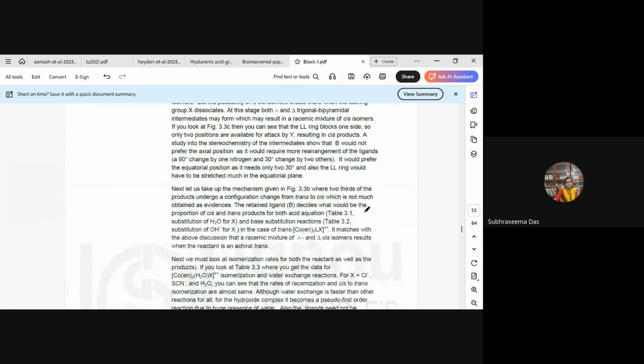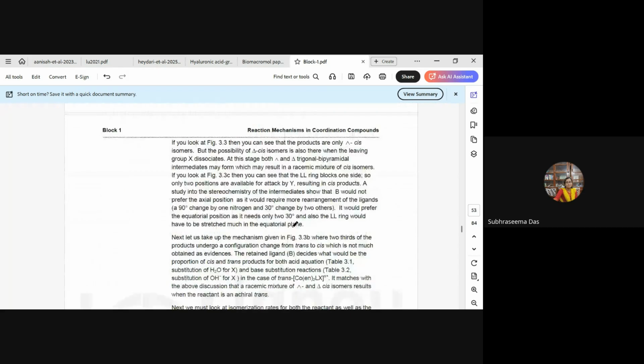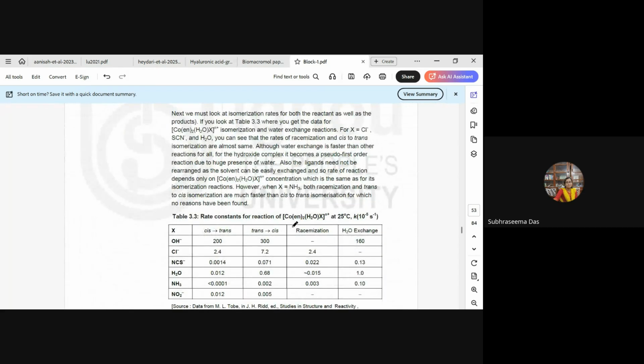Here two-thirds of the product undergo a configuration change from trans to cis, which is not much obtained as evidence. The retained ligand B decides what would be the proportion of cis and trans product for the type of reaction that is involved. In these cases two types of products are formed, the cis and the trans. We must also look at the isomerization rates for both the reactant as well as the product.